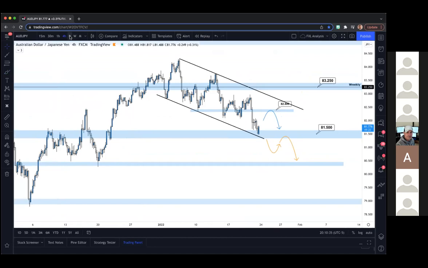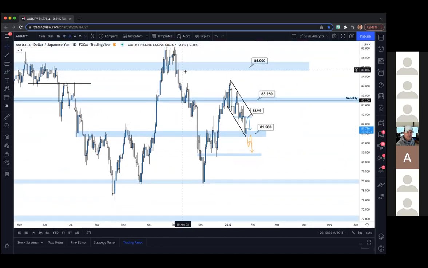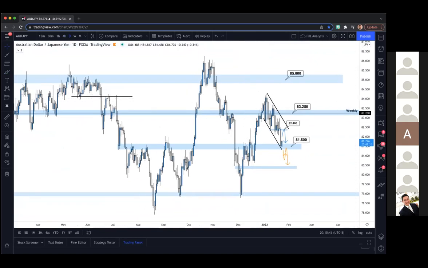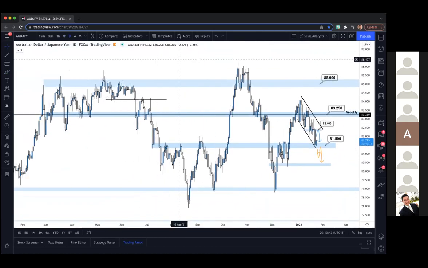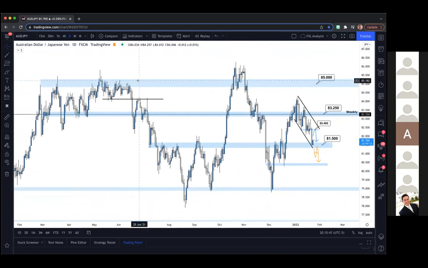Okay, so we're going to do the same thing, daily time frame. What's the overall trend? This one's a little bit less clear, and I'll explain why. We have a crazy amount of volume. Let's just start over here on the left where this range started. Okay, so we were consolidating. We had a huge range established between 85 and 83.25, our weekly support.